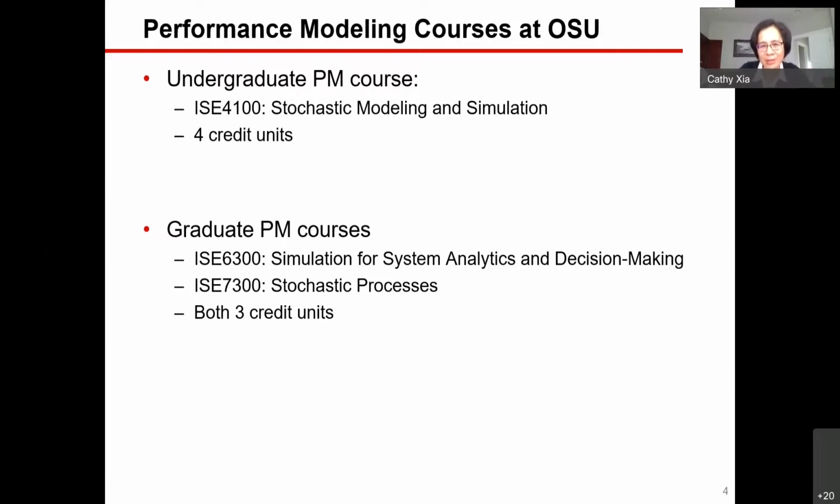The 6300 is titled Simulation for System Analytics and Decision Making. And the 7300 is stochastic processes. For example, Moore has an excellent textbook, and I frequently use it as a reference book. For graduate level courses, the class size is smaller. At master level, we have about 40 students, and the PhD level is often between 10 to 20, which is even smaller. So those are the courses we teach at OSU.